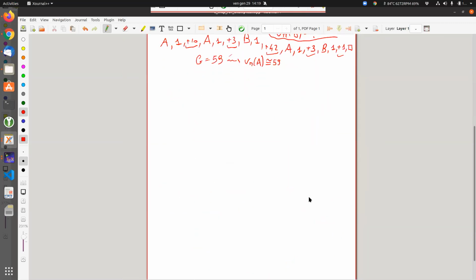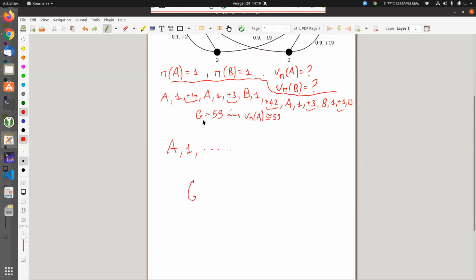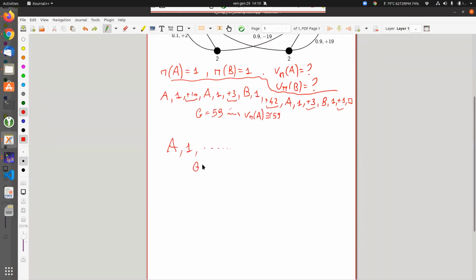Okay, let's say now I do another episode, A1 and so on. Let's say I obtain a total return of 42. Then now I would say that the value of A is, somebody tell me, what is my new estimate of the value? The average between 59 and 42. Exactly. I mean, it's very intuitive, right?